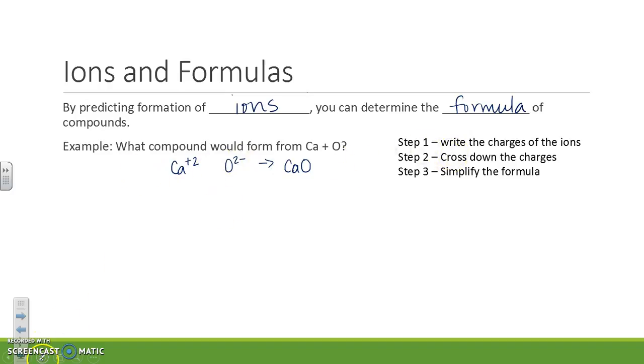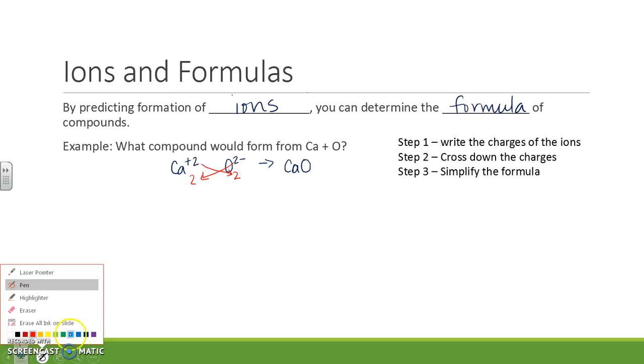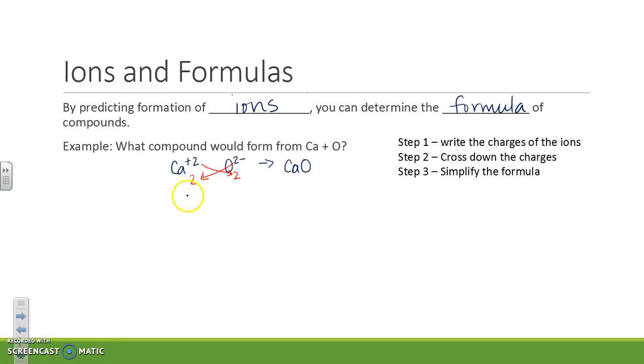Cross down your charges. Now, when you cross down your charges, all you're doing is crossing down the number. You're taking the absolute value and crossing it down. You're not pulling down any of the charges because we're not concerned with charges anymore. Okay, so the 2 comes down here, this 2 comes down here, and then we're going to rewrite this. When we rewrite this, we rewrite it with Ca2O2.